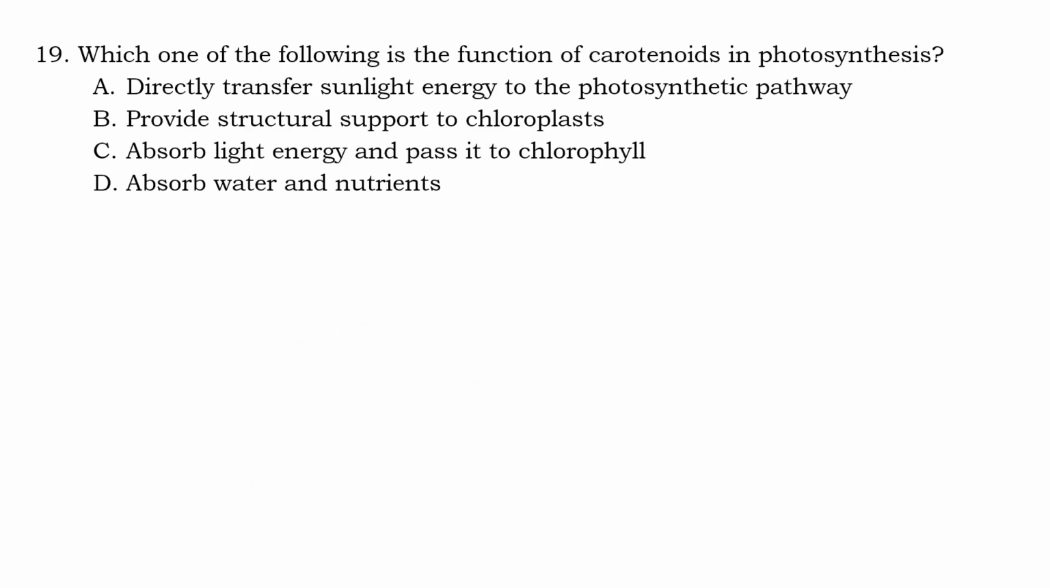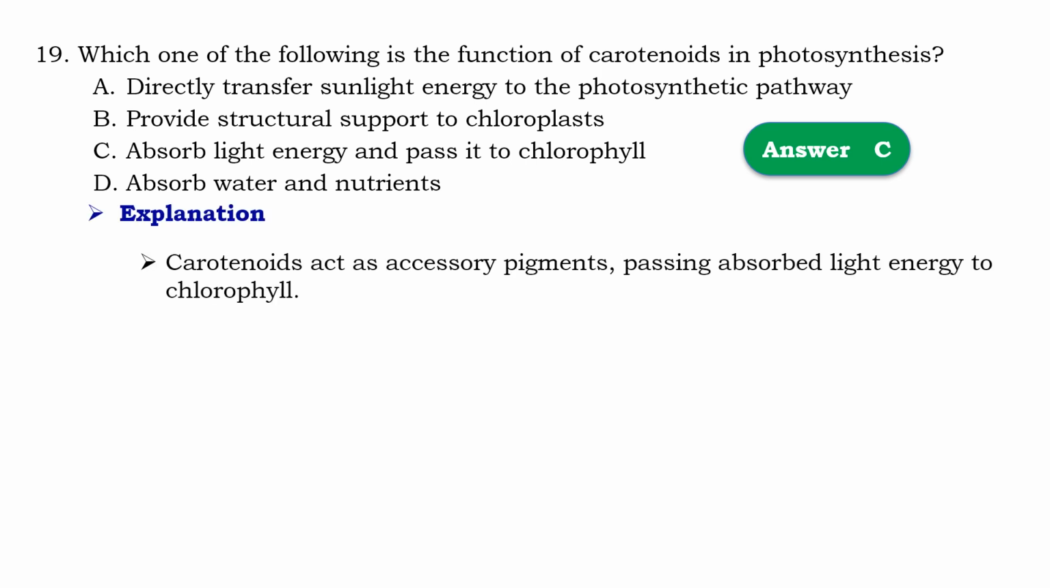Question number 19: which of the following is the function of carotenoid in photosynthesis? So that should be C, absorb light energy and pass it to the chlorophyll. Means that carotenoid acts as an accessory pigment, passing absorbed light energy to chlorophyll.